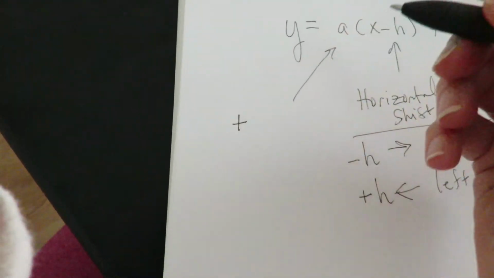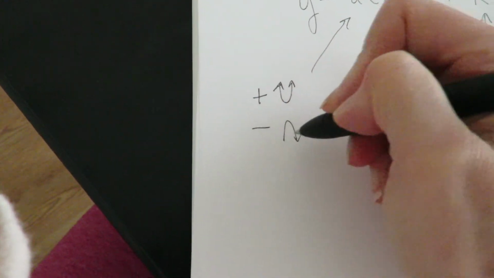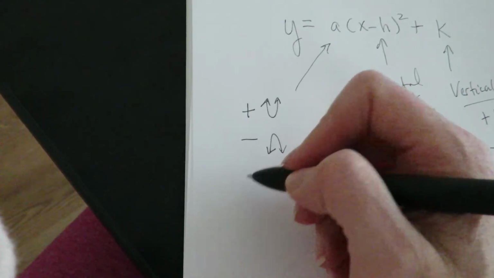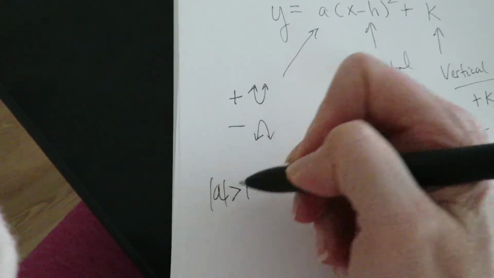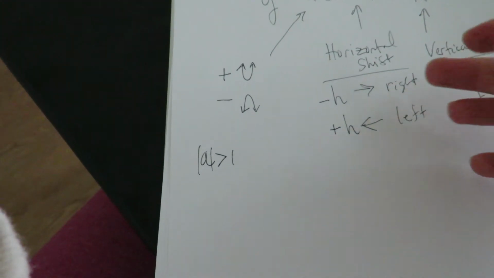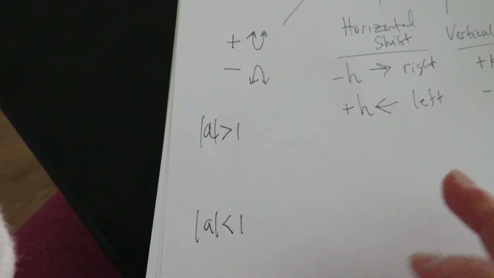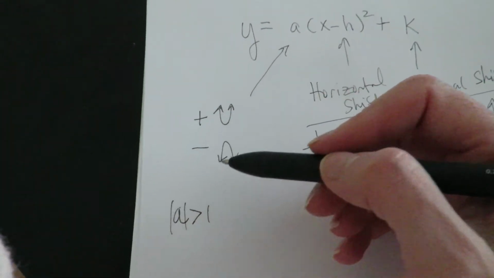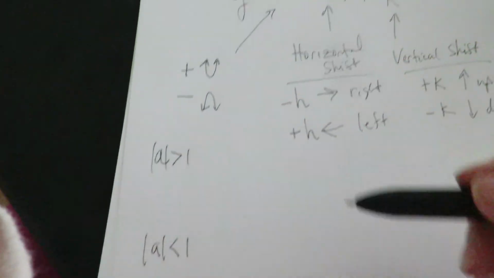This guy on the front does two things. If this guy is positive, it's face up. If this guy is negative, it's face down. Let's talk about if the absolute value of a is greater than 1, or if it's less than 1. I'm putting absolute values because it doesn't matter whether it's face up or face down. What it does is consistent for both cases.